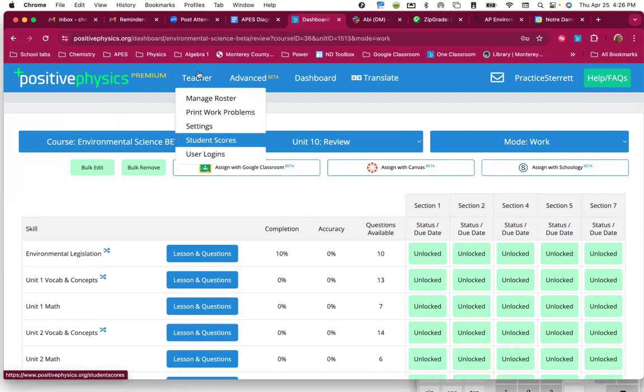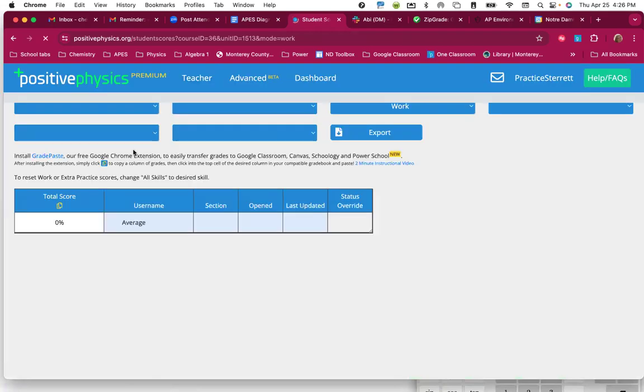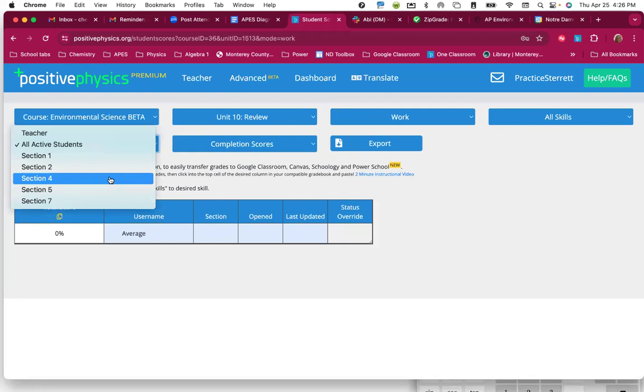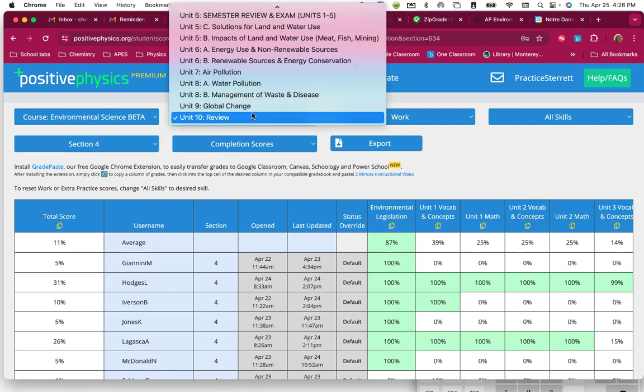So you go to teacher, student scores, and then I will make sure I'm in the right course and pick the block that I'm looking at. So I can see that they've started it, and I'll be able to see their completion scores and their final scores.